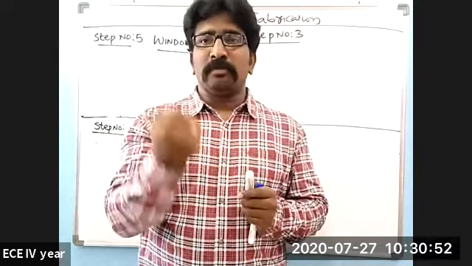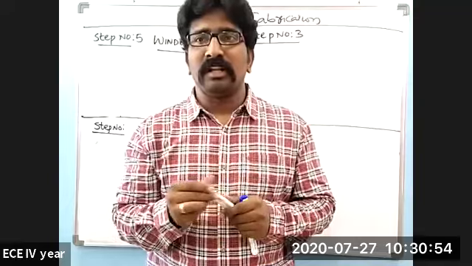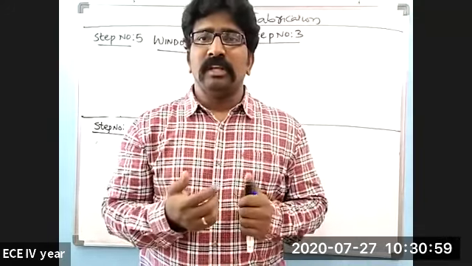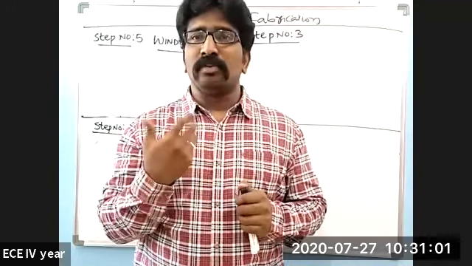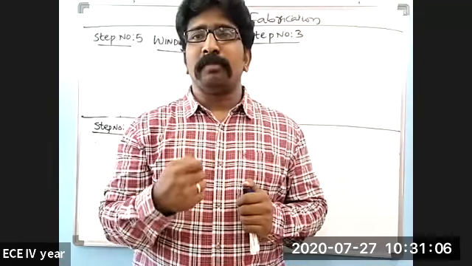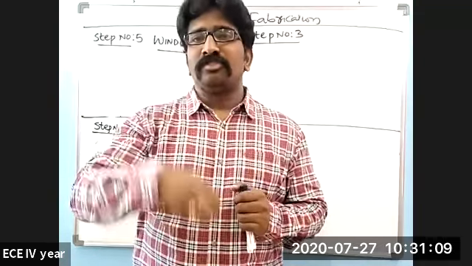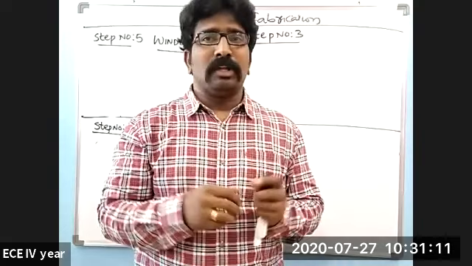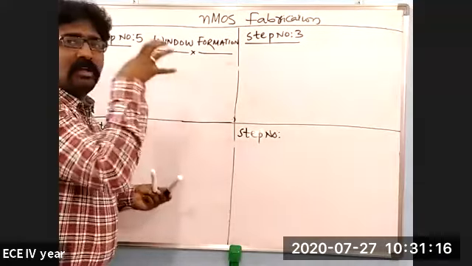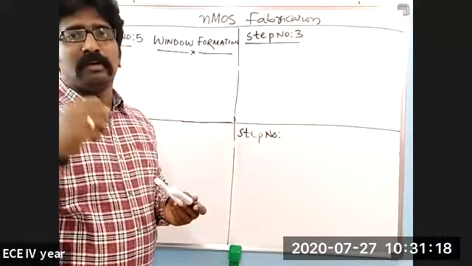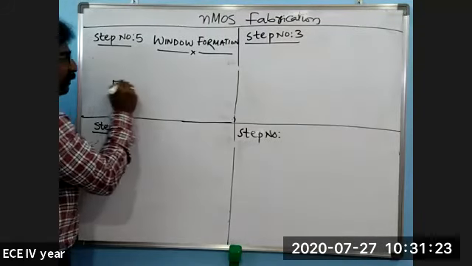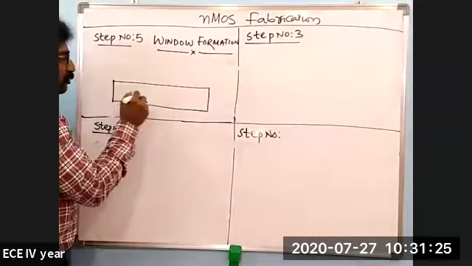by two different processes: chemical etching and dry etching. In chemical etching, hydrofluoric acid will be used, and in dry etching some plasma method will be used in order to etch off these particular layers. After the window formation has been done, I'm drawing the diagram of after that particular etching has been done. After etching, our substrate looks like this.